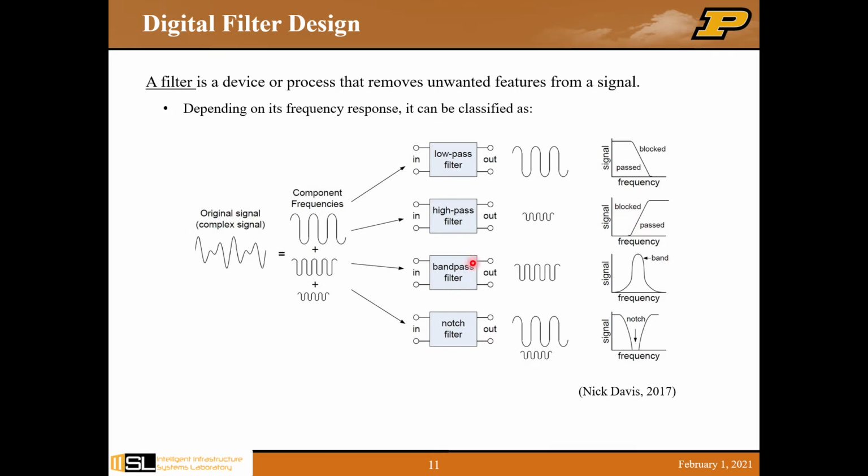The band-pass filter lets the signal of a certain frequency band pass through, but removes the rest of the frequency components. And a notch filter operates in the opposite way.